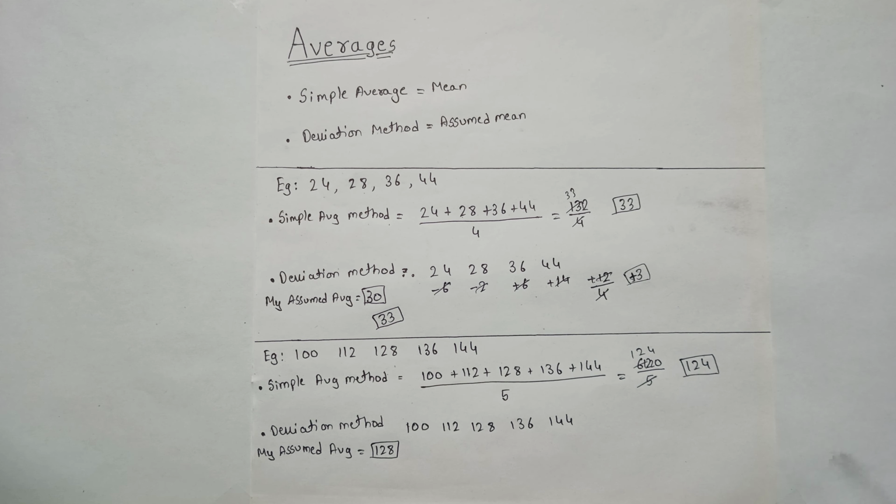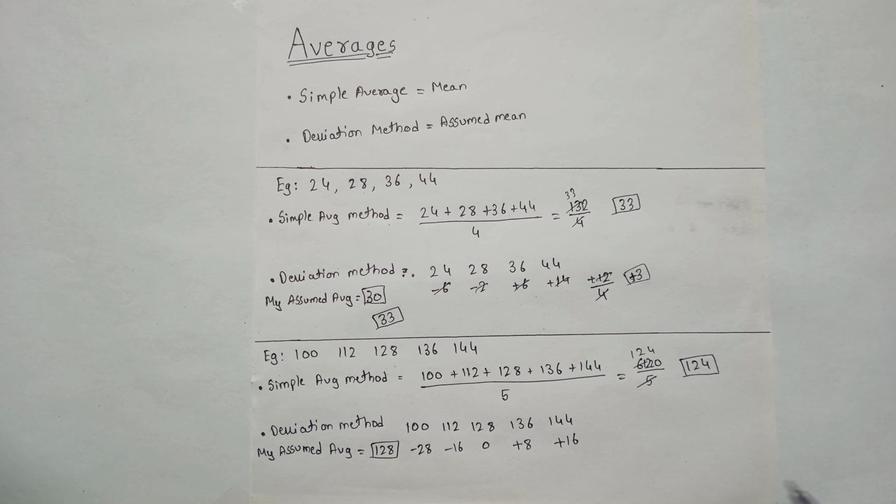Let's solve this same thing through assumed average. I assumed my average to be 128. We will start taking the difference. 100 minus 128 will give me minus 28. 112 minus 128 will give me minus 16. 128 minus 128 will give me 0. 136 minus 128 is plus 8. 144 minus 128 is plus 16.